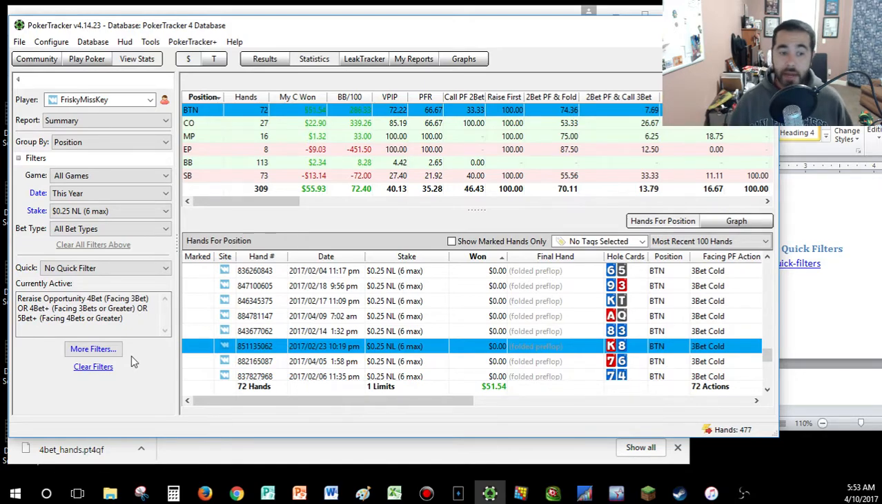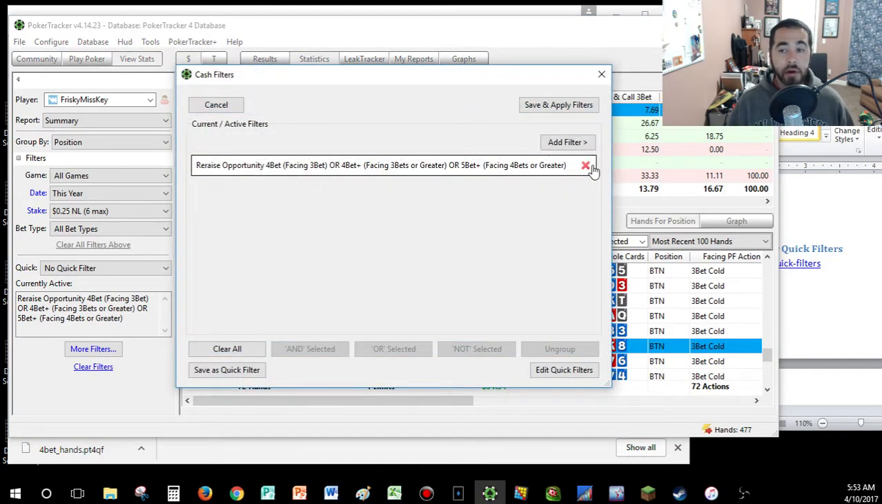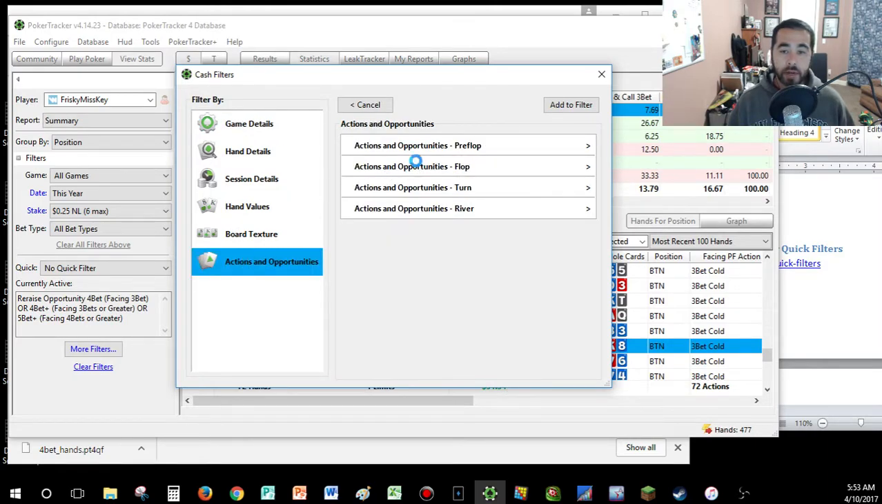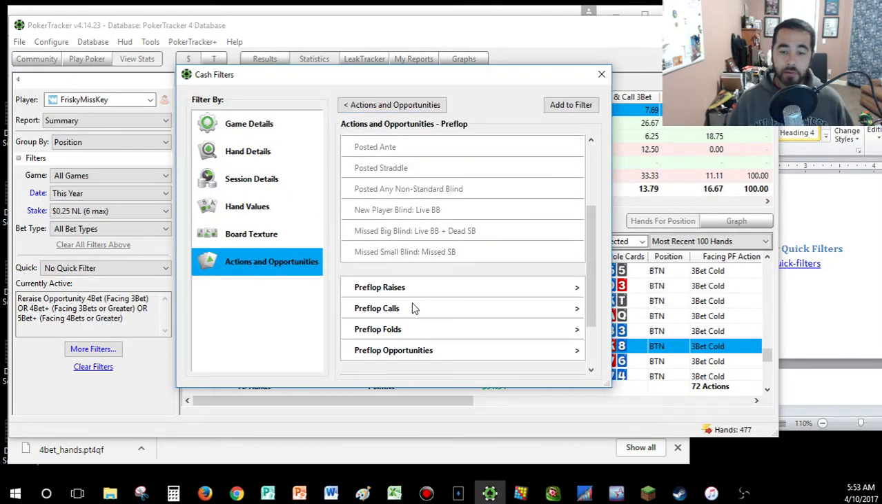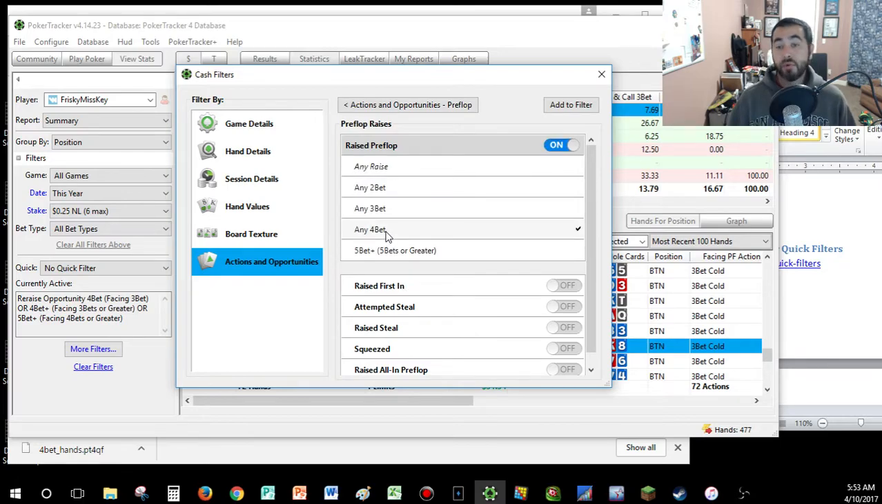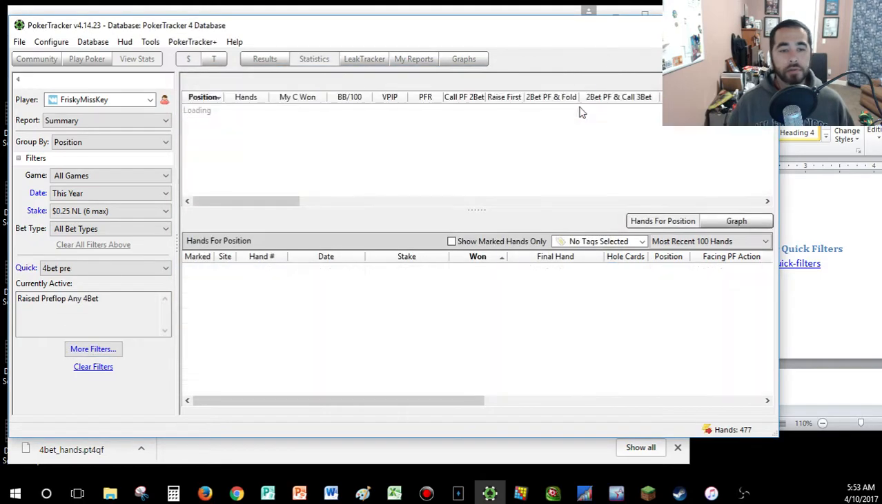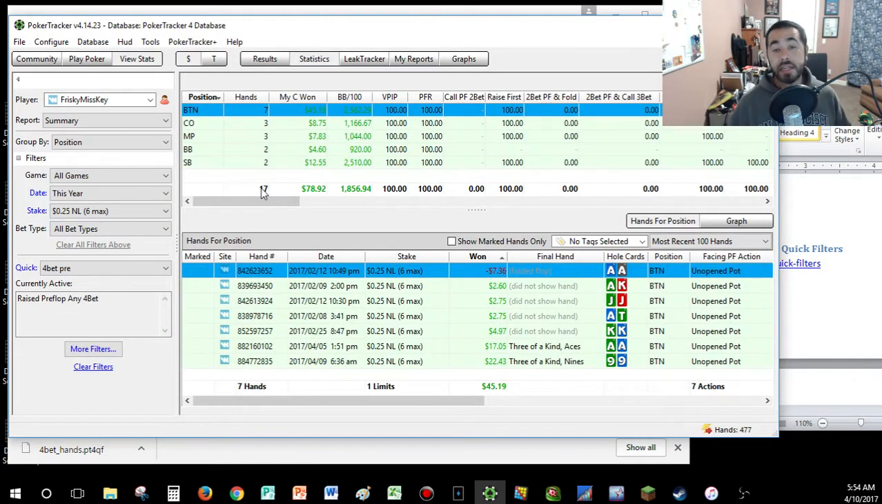Let's say I wanted to research hands where I made the 4-bet, and for me that would be much better. So action opportunities, pre-flop raises, and it's a 4-bet right here. I made the 4-bet from any position. So this returns 17 instances. This is so much better. So I can go through all 17 of these hands in one study session. Trying to go through 300 hands is just way too much. You could do that over 3 or 4 days. Forget that. I would rather work on this one instance.